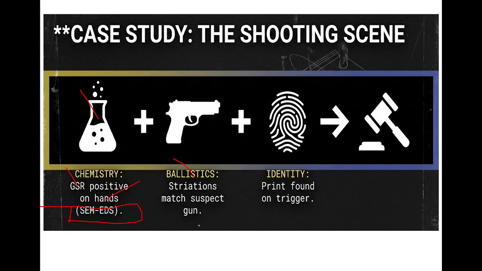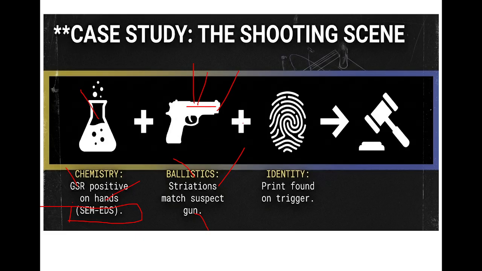We need to look at the ballistics. What type of gun was used? What barrel was it? And what type of bullet was it? And striations as well are very important. Lands and grooves should match the suspect's gun. And we talked about it. So you have a bullet, and if that bullet left the barrel of that gun, then it should leave special lands and grooves, which are very specific to this gun.